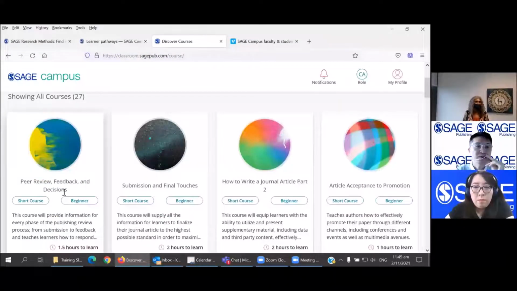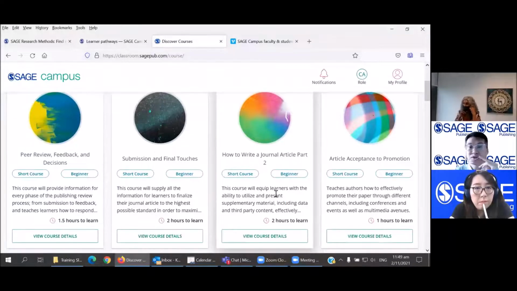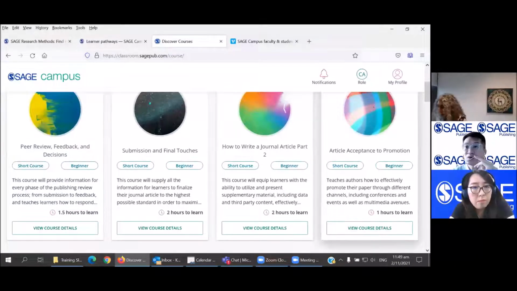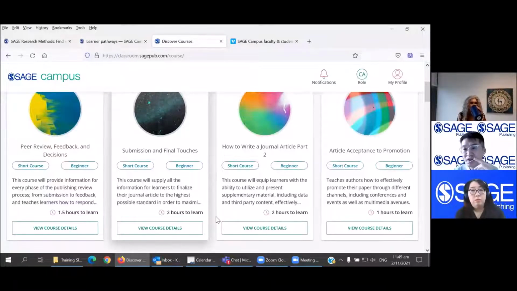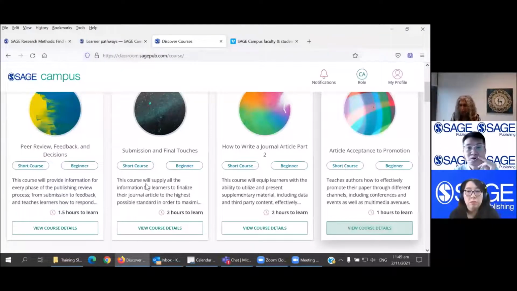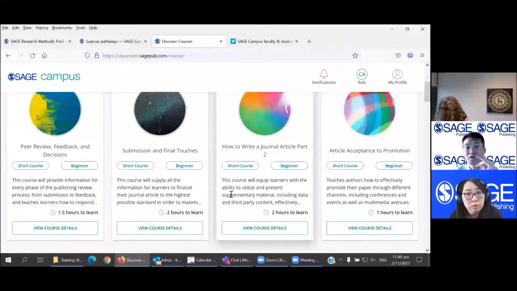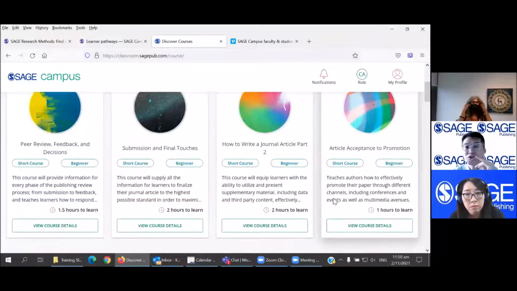For example, these courses are on peer review, submission, the final touches, and how to write a journal article. There's a part 1 and a part 2. How do we actually promote the article acceptance rate? You can see that these are all the courses on how to get published, and they range from 1 hour to 2 hours, and the course synopsis has been clearly shown here.